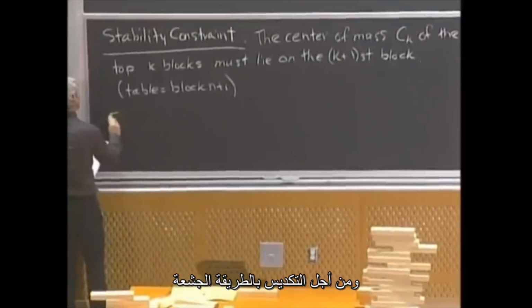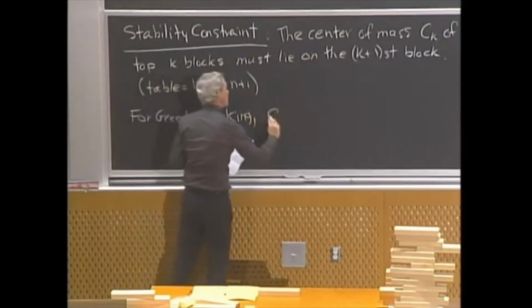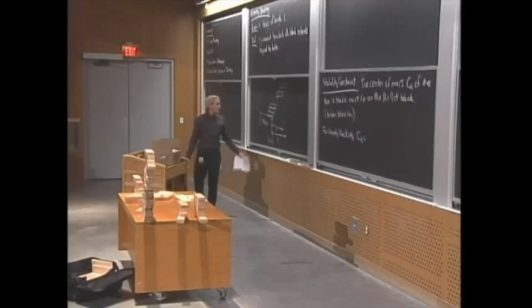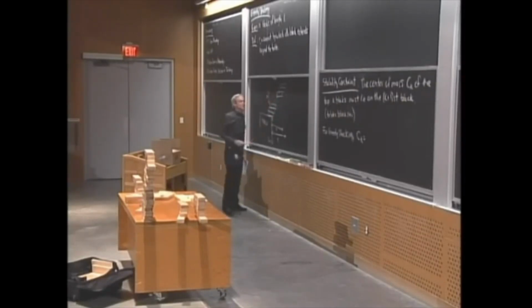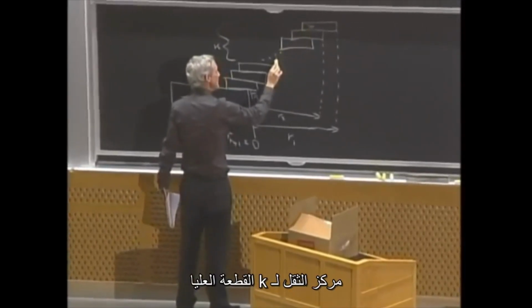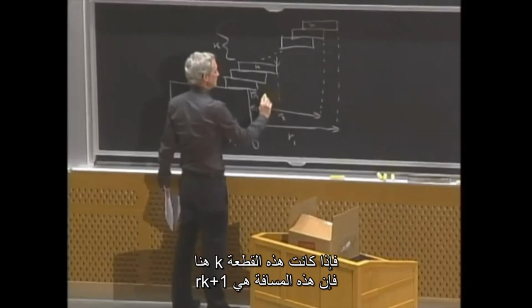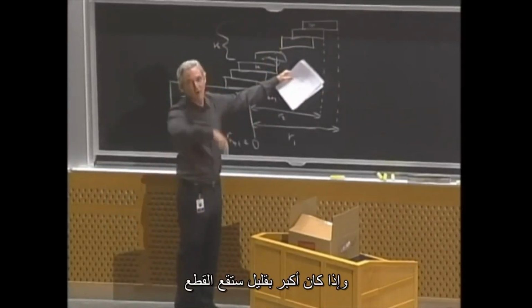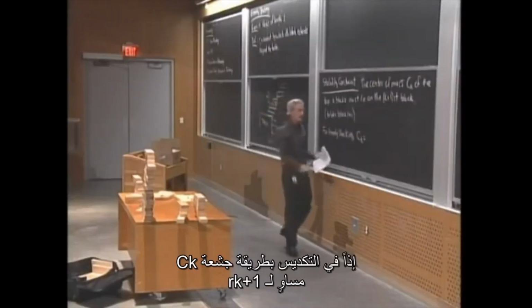Now, for the greedy stacking, where is the center of mass of the top K blocks in the greedy stacking, the way we defined it? In terms of these variables, what is CK? All right, so I've got the top K blocks. The center of mass of the top K blocks, by the greedy strategy, is right at the edge of the (K+1)th block. So if this is block K here, then this is R(K+1). That's where the center of mass has to be of all these blocks, the top K blocks. If it's a little bit more, it's going to fall over. If it's less, then it's not greedy. We didn't push it out as far as it could go. All right? So for the greedy stacking, CK is equal to R(K+1).